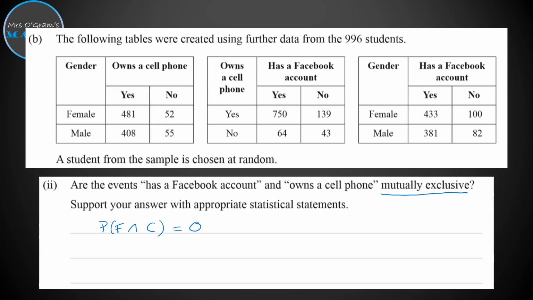Now, if we have a look at our tables, we can see that has a Facebook account and owns a cell phone here has got a number in there. So we were testing for if that's equal to 0. It actually equals 750 out of the 996 students. Therefore, it's not equal to 0. Therefore, they are not mutually exclusive.